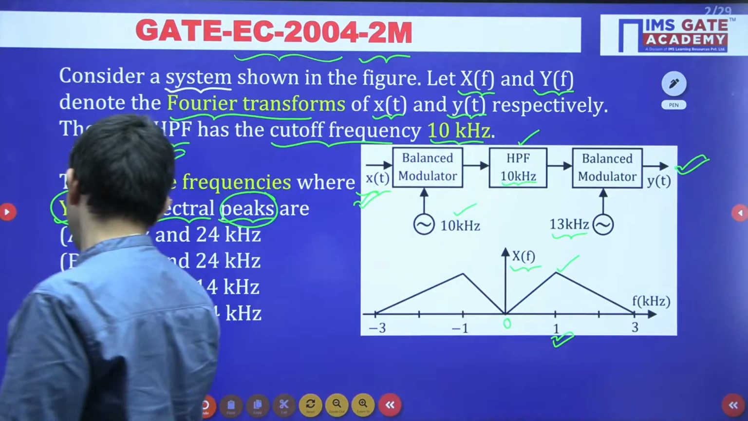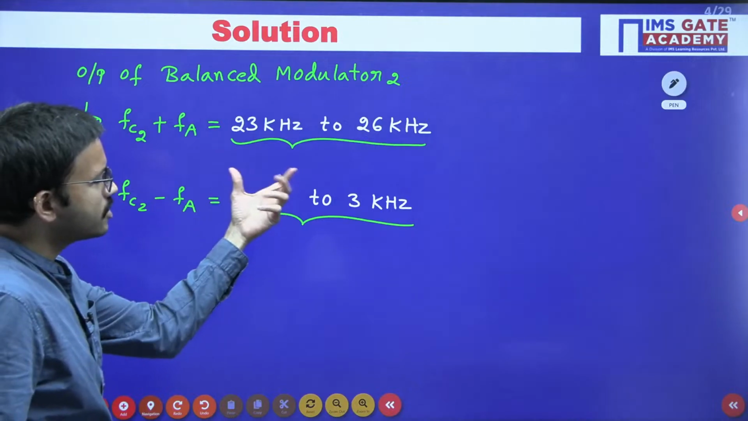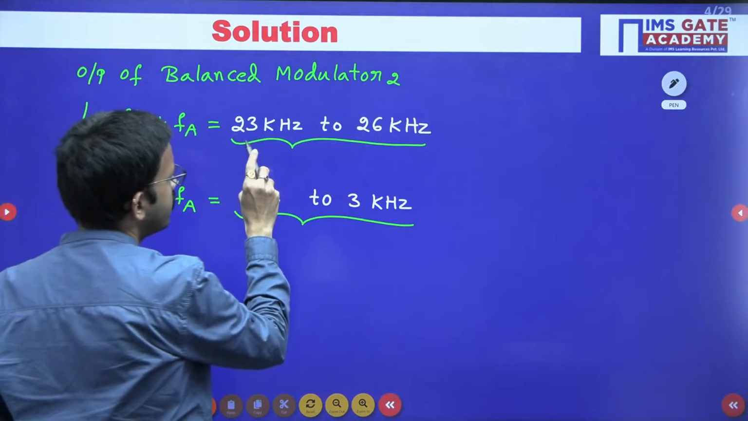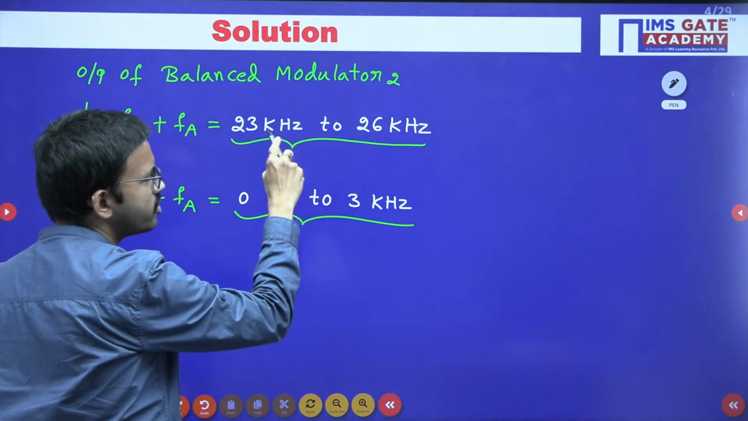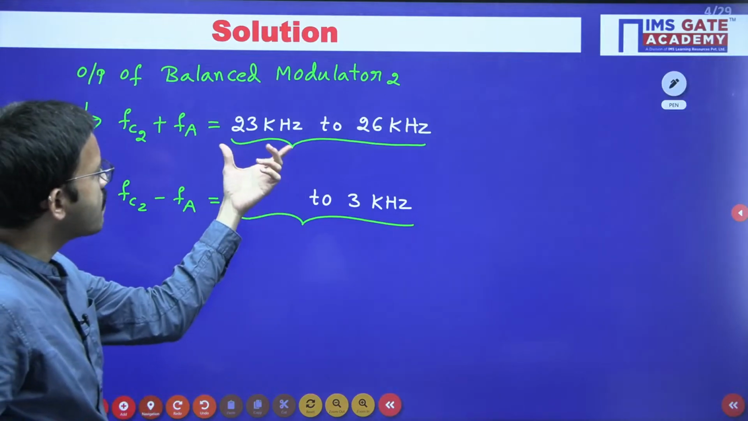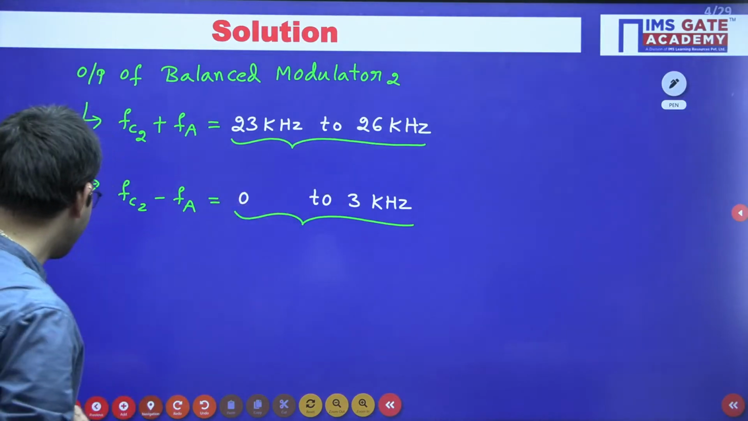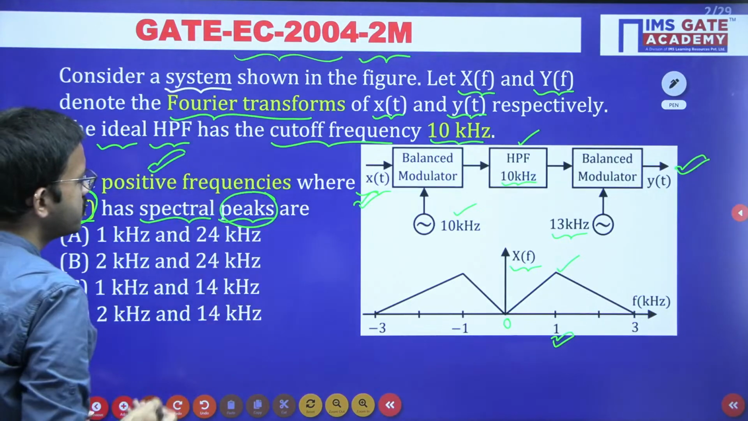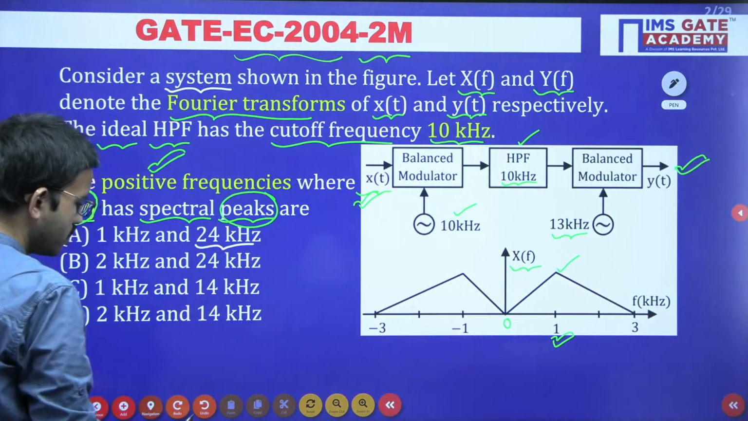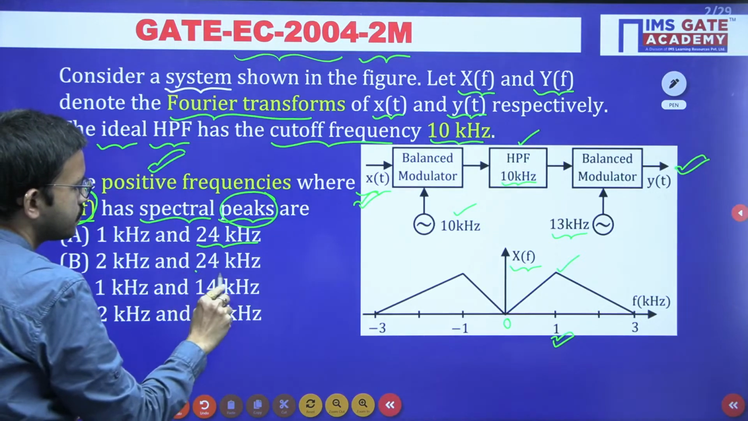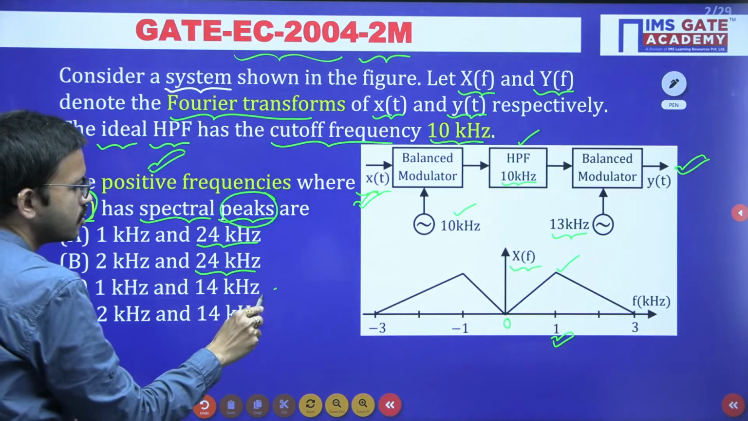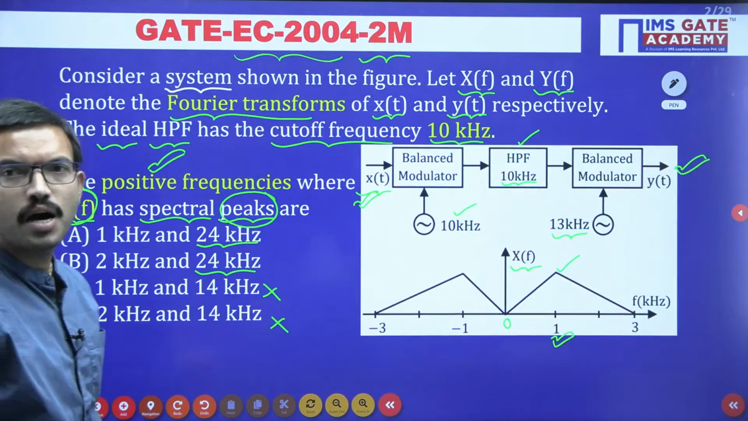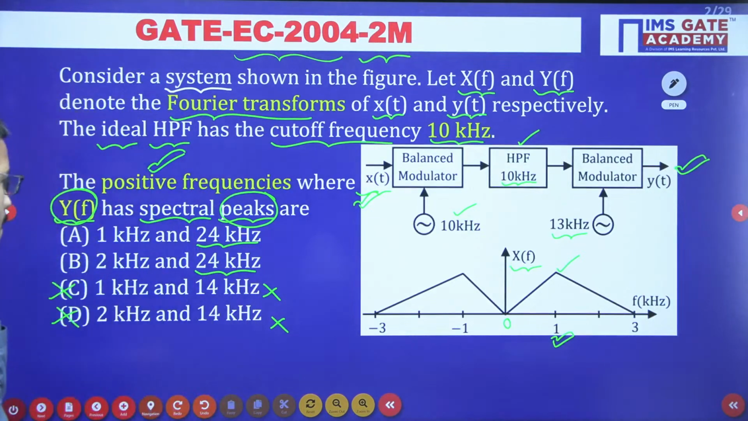Just observe the band of frequencies that you are going to get. With the help of this, you are getting Y of f existing from 23k to 26 kilohertz, right? Within that range 23 to 26, you have 24 kilohertz, whereas here you have 14 kilohertz, right? So that means option C and option D you can eliminate.